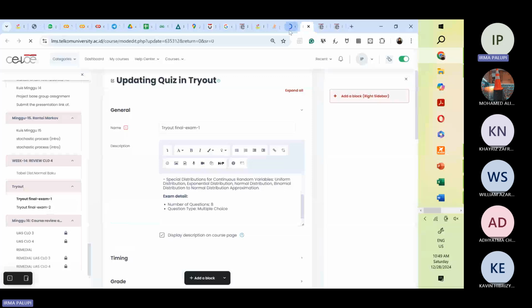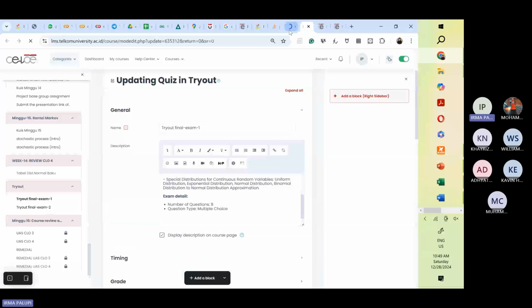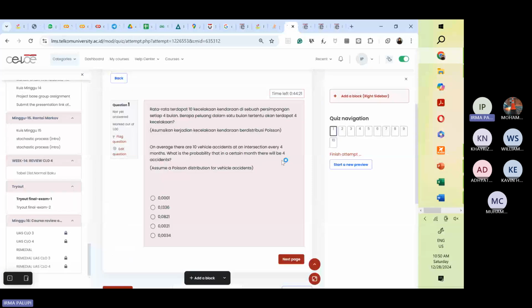Okay. Let's try this. Try to solve this problem. First problem. So we have, on average, this is one answer problem, right? On average, there are 10 vehicle accidents at an intersection every 4 months. What is the probability that in a certain month there will be 4 accidents?